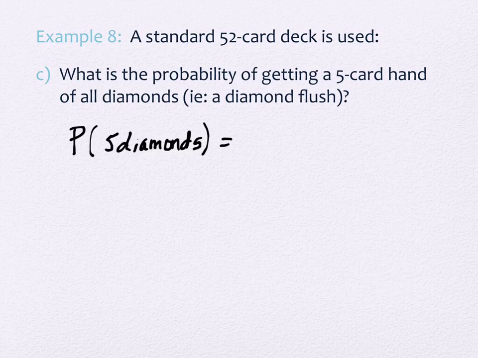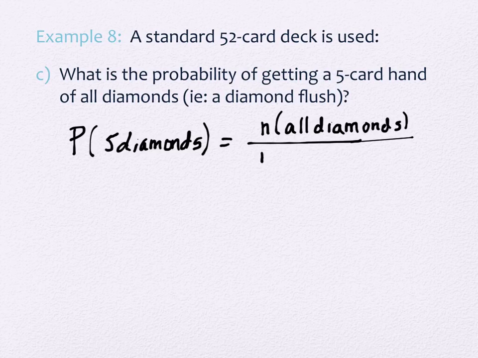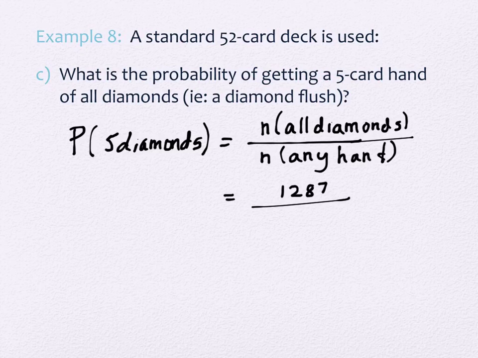How would I do that? It's what we got for B over what we got for A. Yeah, so I'll write it properly. It's the number of ways of getting all diamonds, which we found in part B, divided by the number of ways of getting any hand of cards. And we found that in part A. So this should be 1287, that's what you got from part B, divided by 2,598,960 from part A.